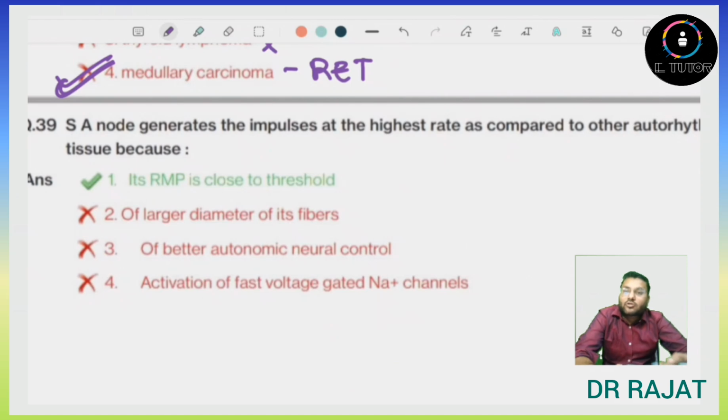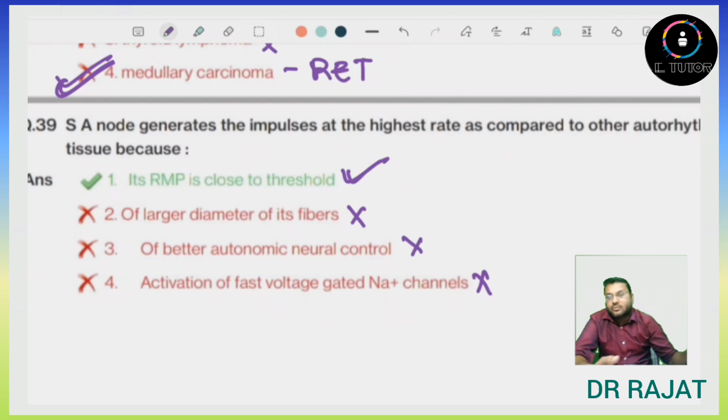Next question is SA node generates the impulse at the highest rate as compared to the other autorhythmic tissue because its RMP is close to the threshold. This is correct. It is of larger diameter due to the larger diameter of its fiber? No. Due to better autonomic neural control? This can be true, but it is same for all the nodes of the heart, so this is not true. Activation of the fast voltage gated sodium channels, this is also not true. So here answer will be its RMP is close to the threshold. It is the better option among all.